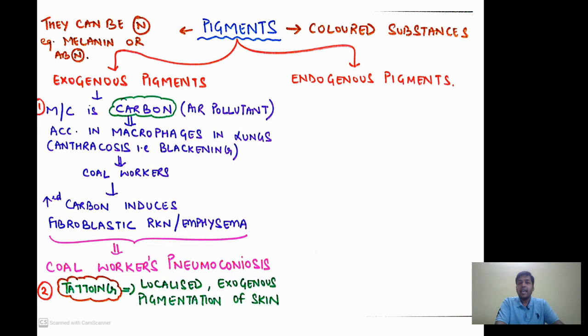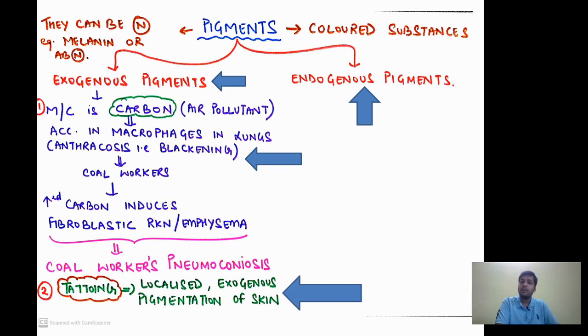Now pigments can be normal, for example melanin, or they can also be abnormal. Pigments are nothing but colored substances. They can be both exogenous as well as endogenous. We have already seen that among the exogenous pigments, most commonly we have carbon particles. These are air pollutants. They accumulate inside the macrophages in the lungs, leading to blackening of the lungs, and the term we use is anthracosis. In coal workers, increased amounts of carbon will induce a fibroblastic reaction that will ultimately lead to coal workers pneumoconiosis. Again, tattooing. What is tattooing? When we have a tattoo on our bodies, it is nothing but localized exogenous pigmentation of the skin.